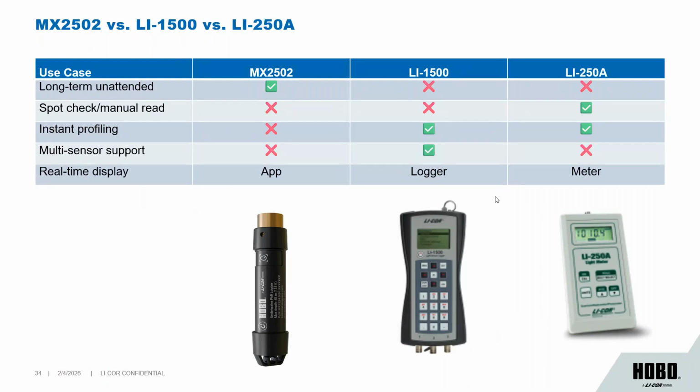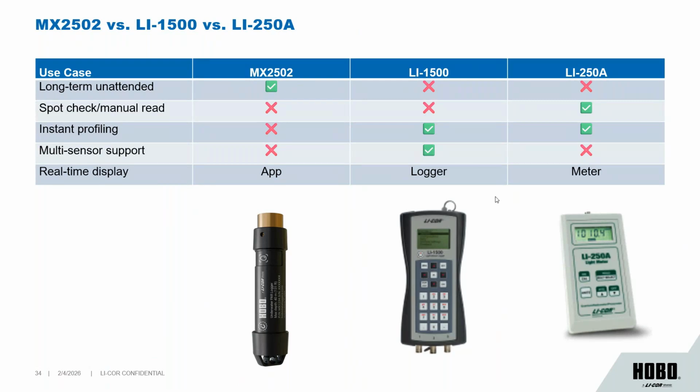Depending on the type of work you're doing, research study, or maybe you have your operation, you may use these tools together at different stages of a project. For example, when you're trying to select a site, maybe you just want to do quick instant profiling. There, the LI 1500 may be better suited. Or let's say you want to do quick spot checks and manual reads, and also some instant profiling. Maybe the LI 250 may be better suited for that. So each tool has its place.